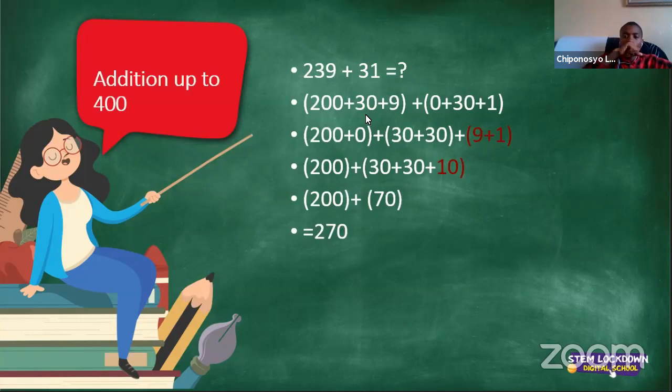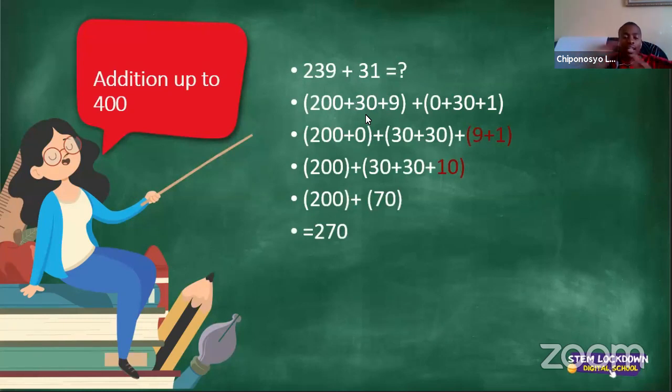Then after going to hundreds, tens, and units, that's when we add things according to that. But let's start. 239 plus 31. It's 200 plus 30 plus 9. Then we go to the 31, which is 0 plus 30 plus 1.